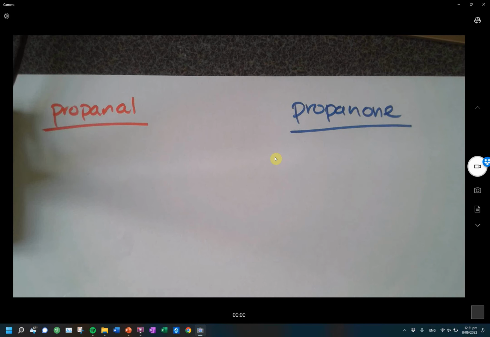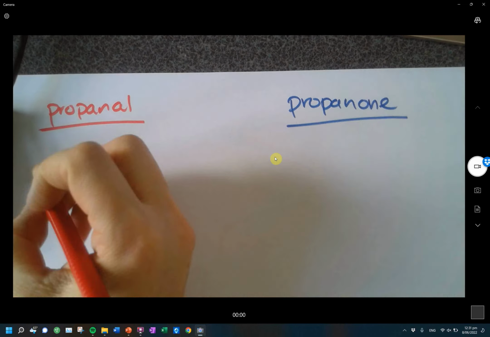All right. So propanal and propanon. The thing I want you guys to remember about these two is that they are structural isomers of each other. So they have the same formula. So I'm going to draw both of these molecules out so you guys can see them and see that they have the same number of carbon, hydrogens, and oxygens.